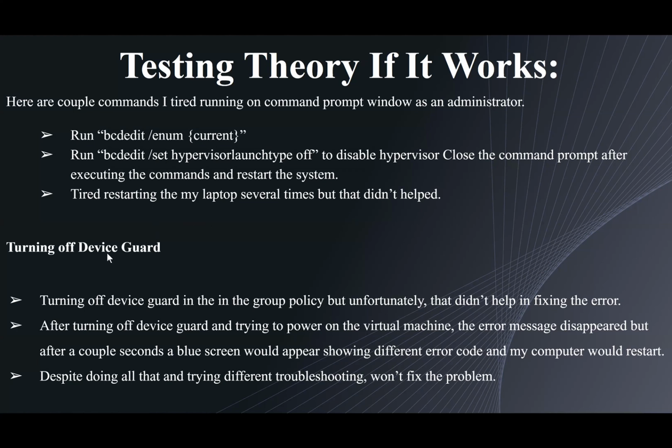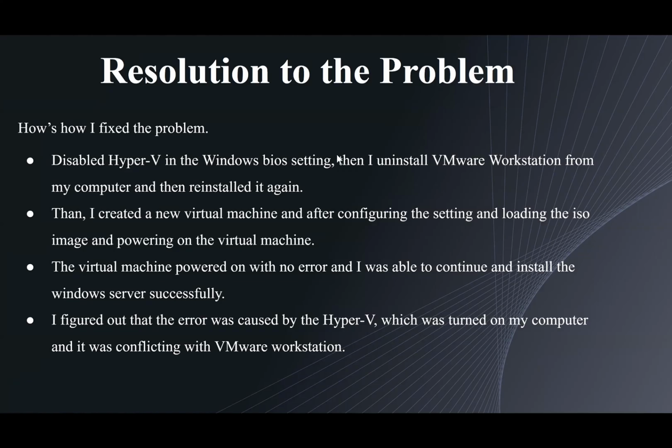And then the last step I did was turn off Device Guard, which was in the group policy. After turning off Device Guard and disabling Hyper-V, I was able to successfully run the Windows 2016 server. Then I created the operating system.